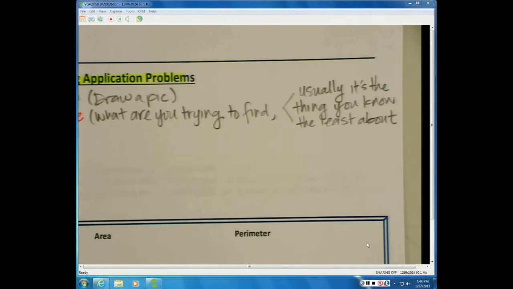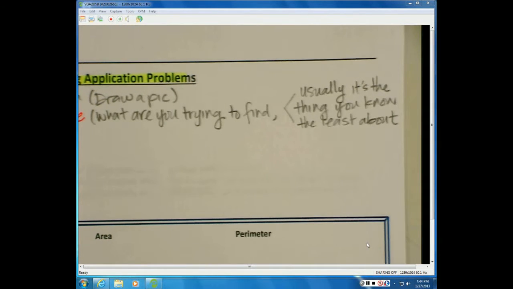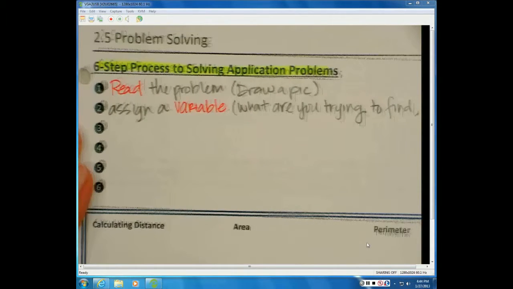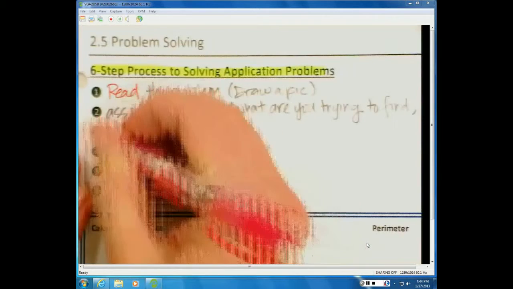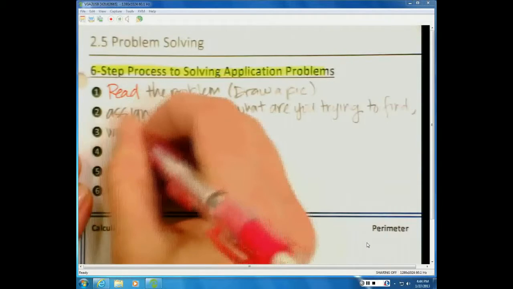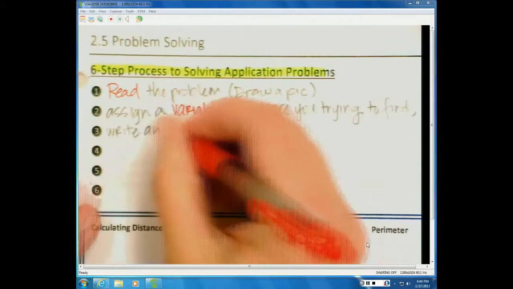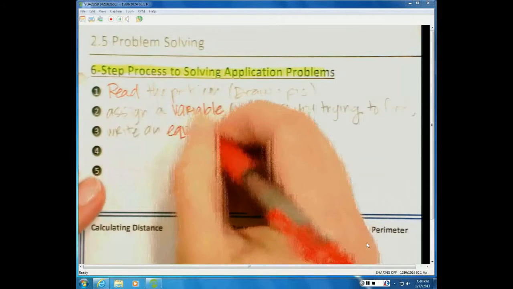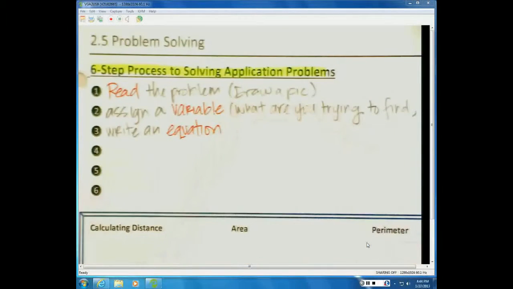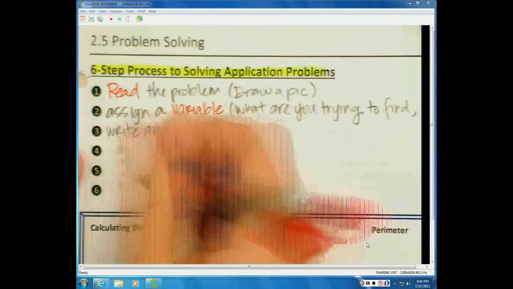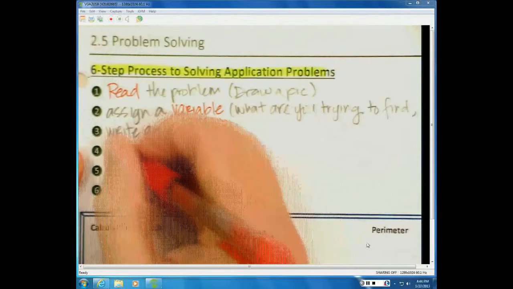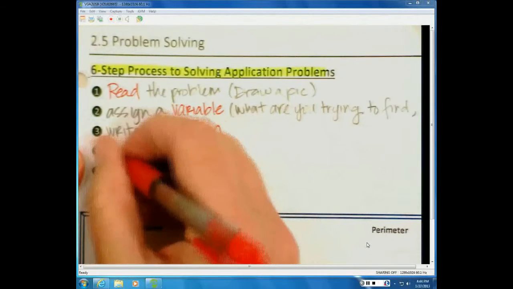After you have your variable, what you're going to want to do is write an equation. Once you have your equation, you feel so compelled to do something, you have an equation, you must solve it.